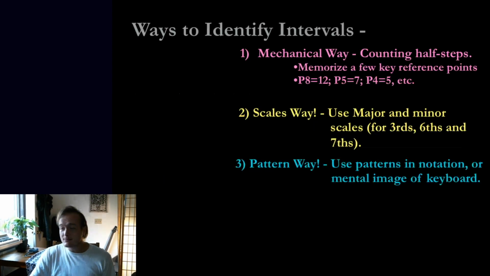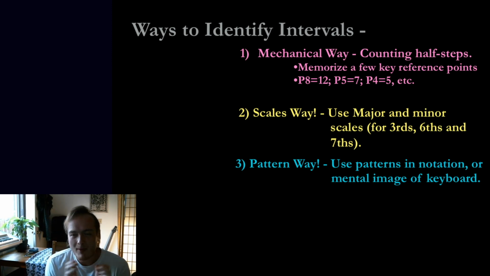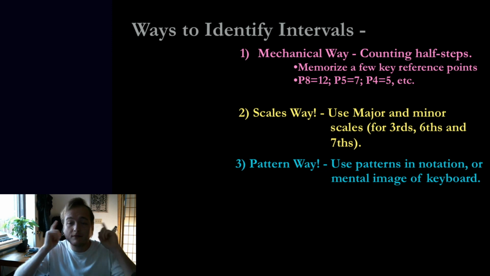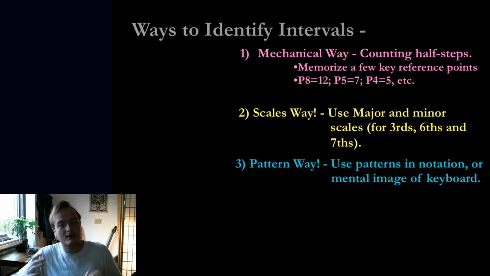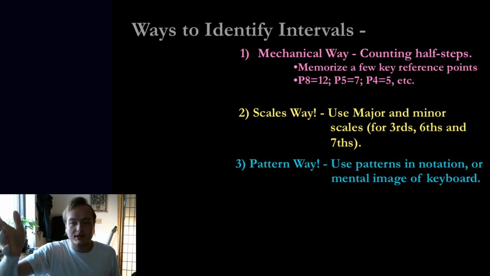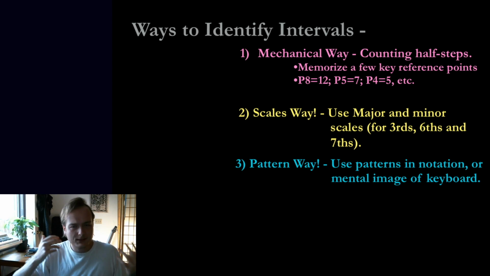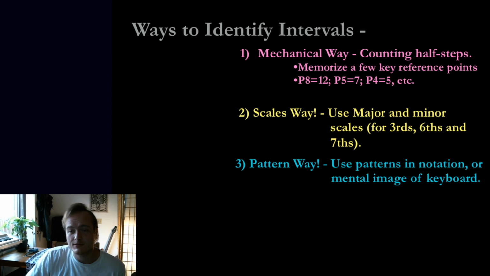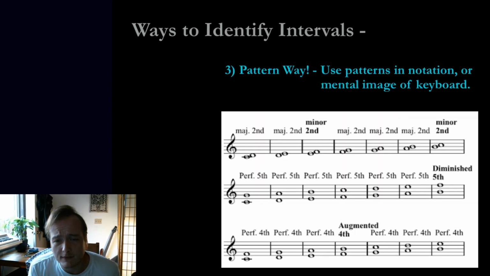So that's the scales way, and actually that's a pretty good way, especially, as I say, for thirds, sixths, and sevenths. The pattern way is the third way I want to talk about. And this is more general. It works actually for size and quality. This is just to do with things that will sit in the background of our memory, just like in the mechanical way, and help us to organize the intervals more quickly. Let me just give you some examples of the pattern way. These are some patterns of notation, and then I want you to be able to relate these to the keyboard. So let me just show you.